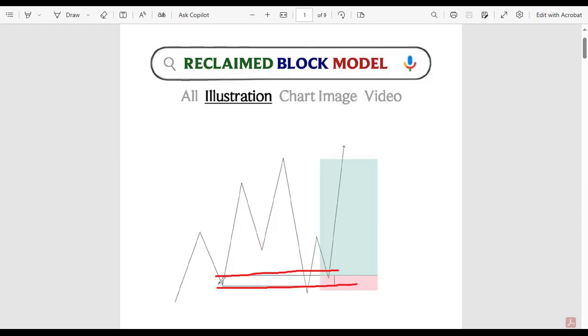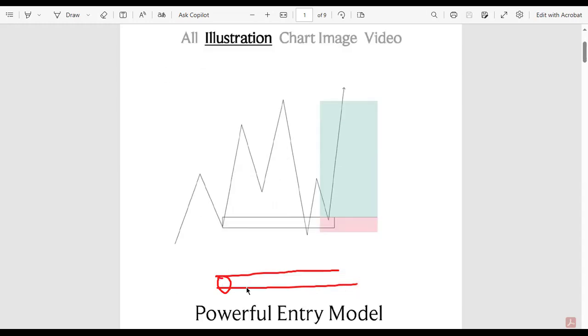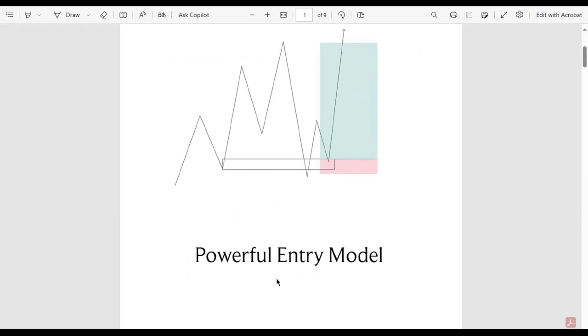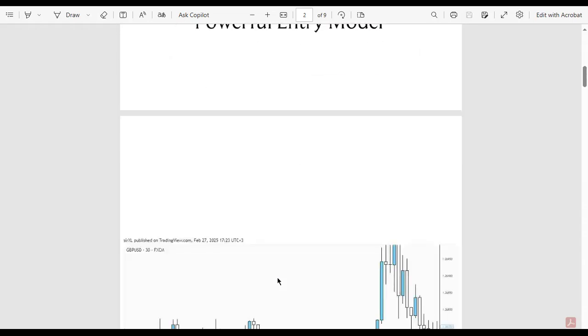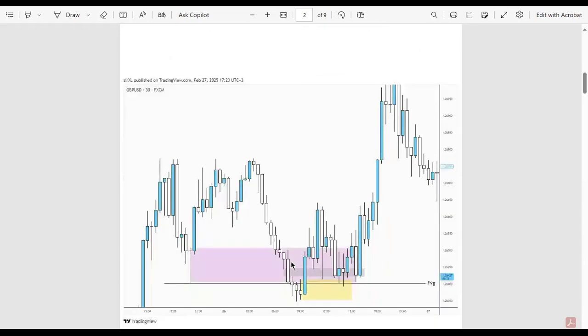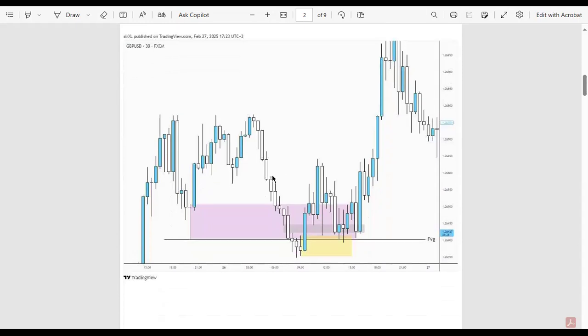The order block which was supposed to be respected here, but was disrespected, is going to continue becoming a support level. Okay, it's going to push price higher when price revisits it again. So it's a very powerful entry model. So you can see the first example on GBP USD here. You can see how this area becomes a very strong point for taking entries.